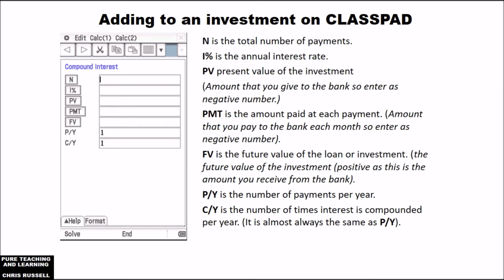Adding to an investment on the CLASSPAD. So N is the total number of payments. The next one we have the annual interest rate. PV is the present value of the investment, so the amount that you give to the bank, so enter as a negative number. PMT is the amount paid at each payment, so the amount that you pay to the bank each month, so enter as a negative number. FV is the future value of the loan or investment. The future value of the investment, so it's positive, as this is the amount you receive from the bank. PY is the number of payments per year. CY is the number of times interest is compounded per year. It is almost always the same as PY.